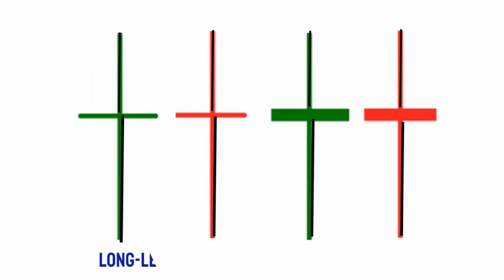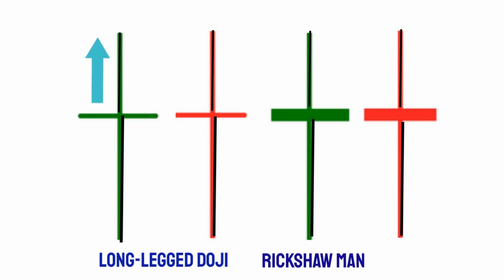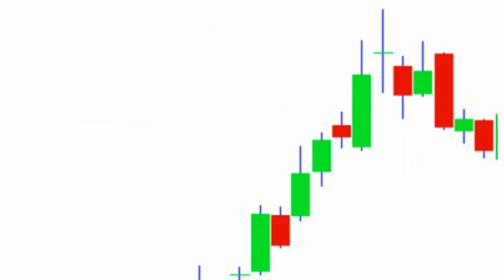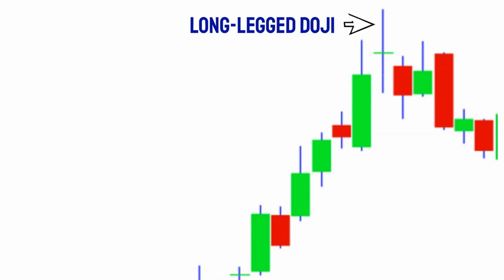A long-legged doji is also called a rickshaw man. It is the same as a regular common doji, except that the upper and lower shadows are much longer than the regular doji. The longer the shadows, the greater the indecision in the market. The long-legged doji can be bullish or bearish depending upon the side of the trend where it has formed.